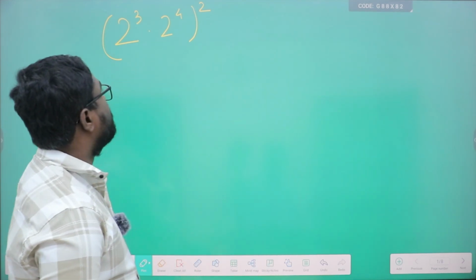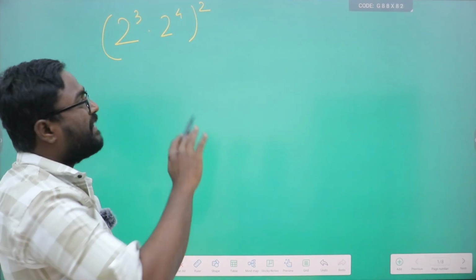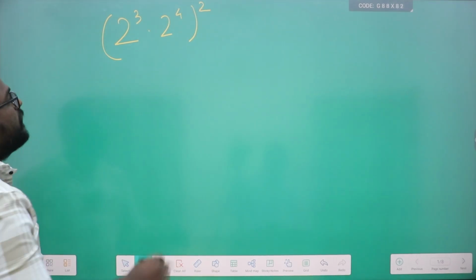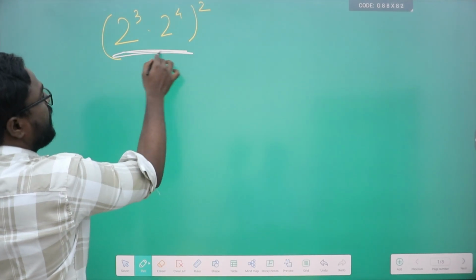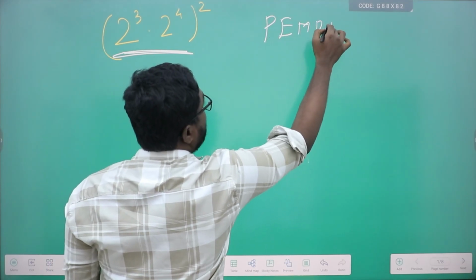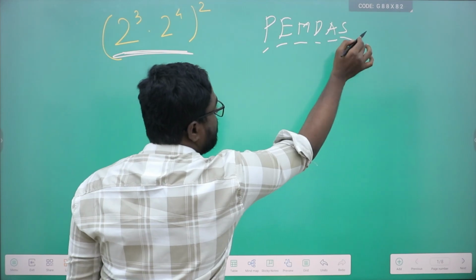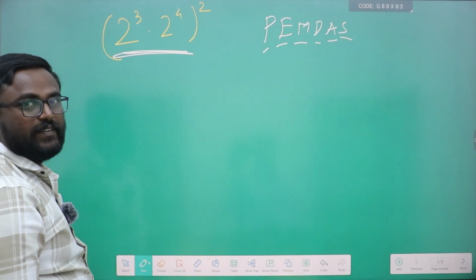So the first question says that 2 to the power 3 times 2 to the power 4, all to the power 2. So what do we have initially according to PEMDAS? PEMDAS: P is parenthesis, exponents, multiplication, division, addition and subtraction. So let's solve the parenthesis first.